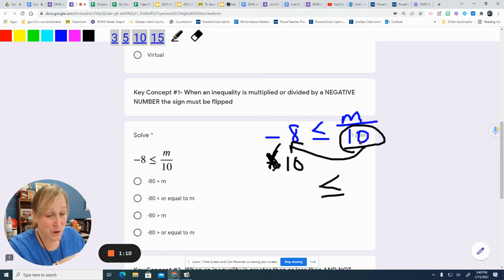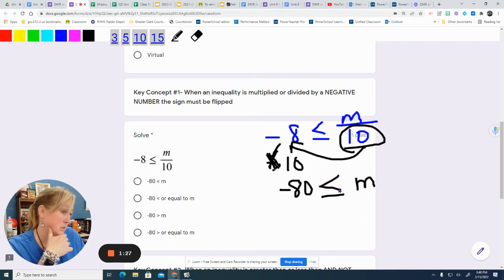This is a division problem. The inverse of division is multiplication, not division. So I'm going to do -8 times 10, and I get -80. Since this is a positive 10, I don't need to flip the sign. So -80 is less than or equal to m.